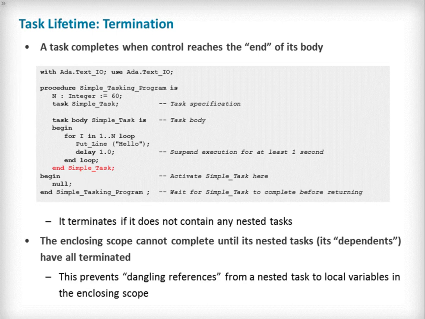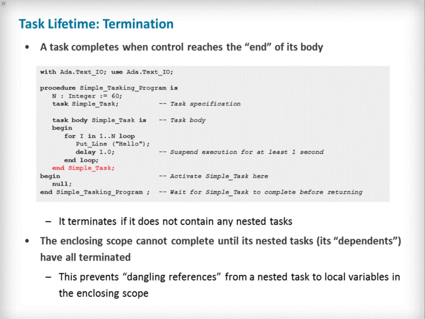Termination means that its system resources, for example its stack, can be reclaimed by the runtime support software for task management. An important semantic point is that the scope in which the task is declared cannot complete until the task, in fact all such nested tasks, terminate themselves. So execution will be suspended at the end of the enclosing scope until these dependent tasks have all terminated.